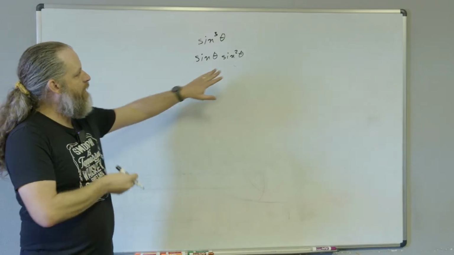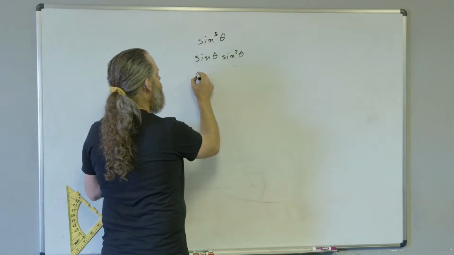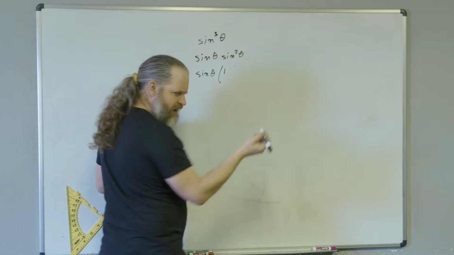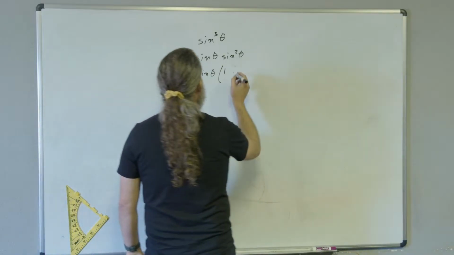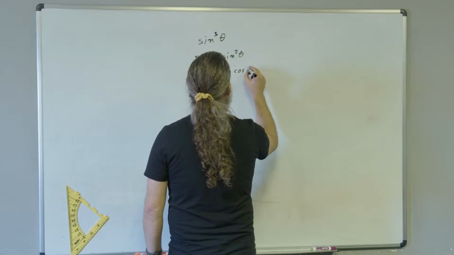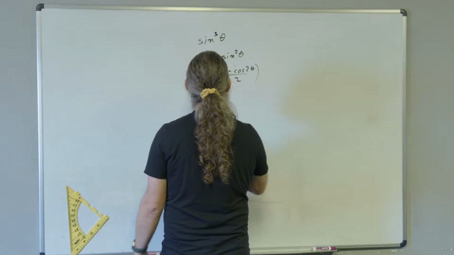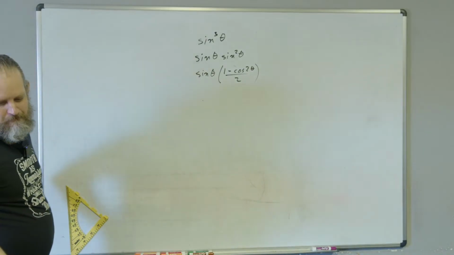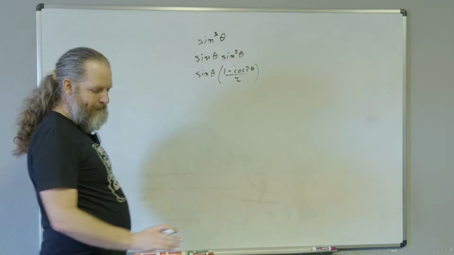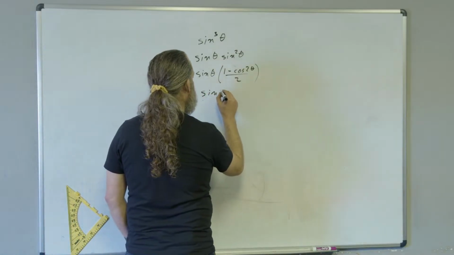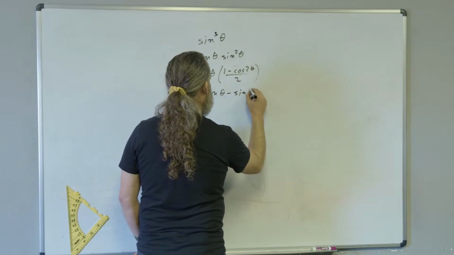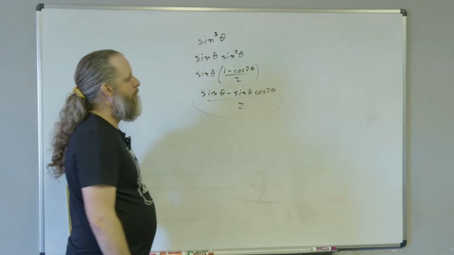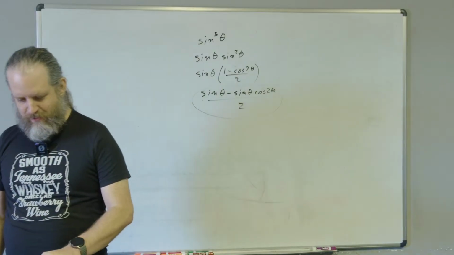Now with this one we can use the identity, right? So we've got sine of theta times 1 minus cosine 2 theta over 2. I don't know what my brain's doing. That's a little ugly yet. So then we can multiply across the top and get sine theta minus sine theta cosine 2 theta, over 2. Easy peasy.